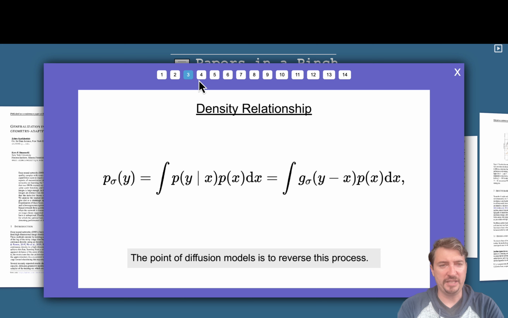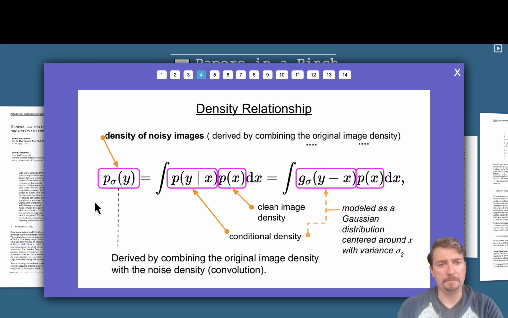So let's get the annotated version here. The density of the noisy image, again, same thing on the left-hand side. And we can think about it as combining the original image density, the clean image density, with a conditional density, and integrating over that. So you've got the clean image density, and then you're thinking in terms of posterior distributions and things like that, right? You have this conditional density, which would tell me the probability of the noisy image given the clean image. That's what we're trying to do, right? That's the probabilistic density relationship that we're trying to go after here. That's literally just the definition of a diffusion model, right?